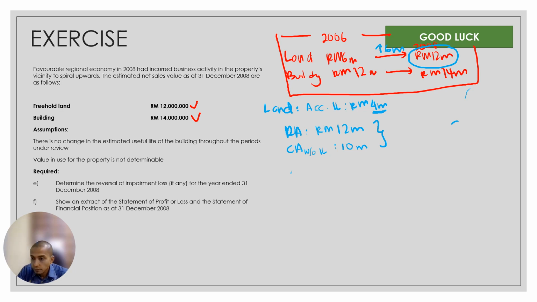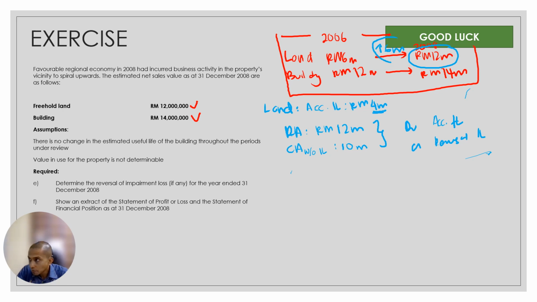So we debit accumulated impairment loss and credit the reversal of impairment loss. What we can reverse is until the carrying amount only, which is 2 million less than the accumulated loss, right? So we can reverse from 6 million to 10 million only.